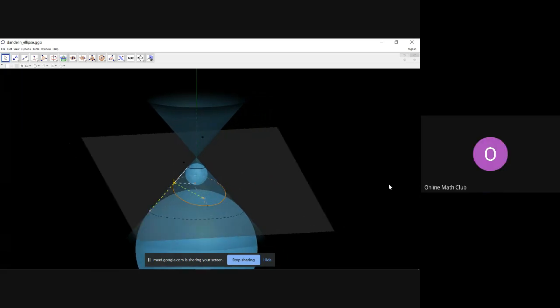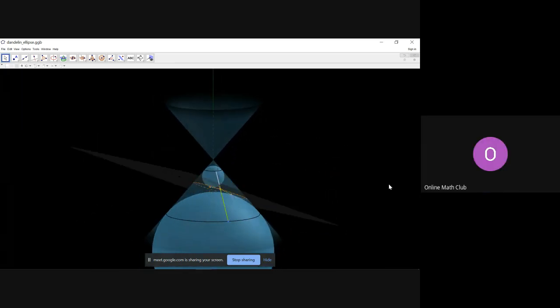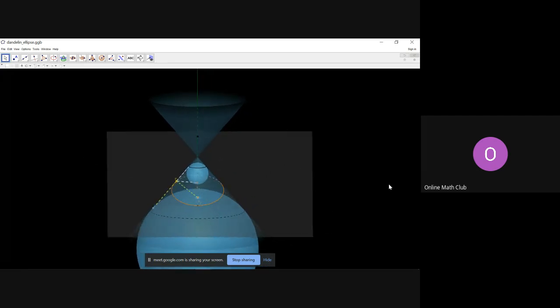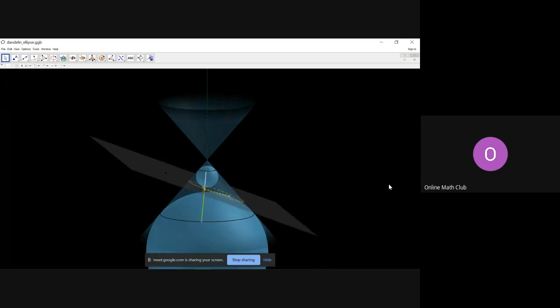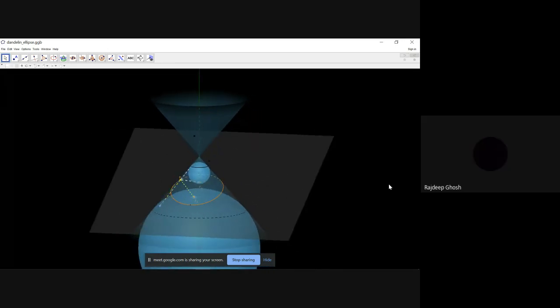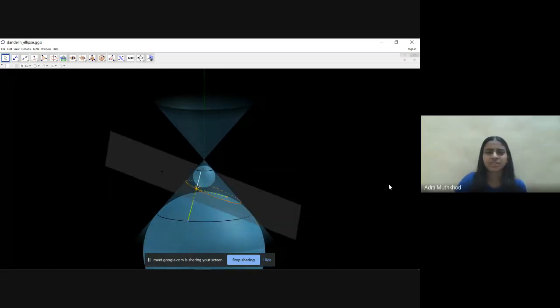Can I just make a small comment? About the shadow thing, that is how the projective results, how we talk about projective geometry preserving conics, actually come up. Okay, sorry, go ahead.